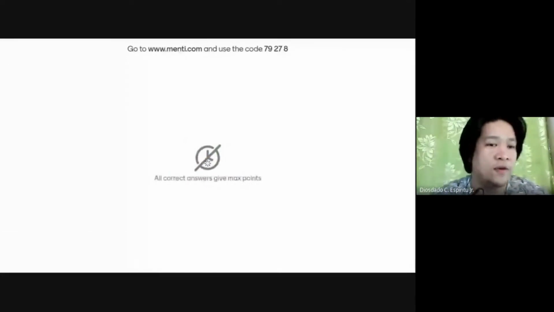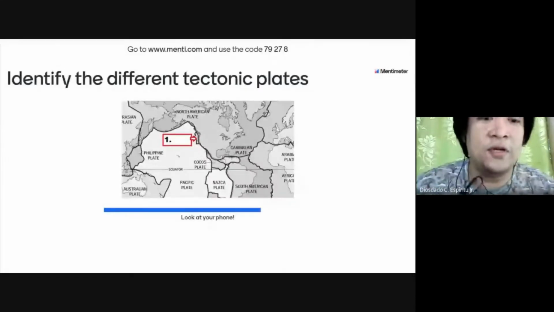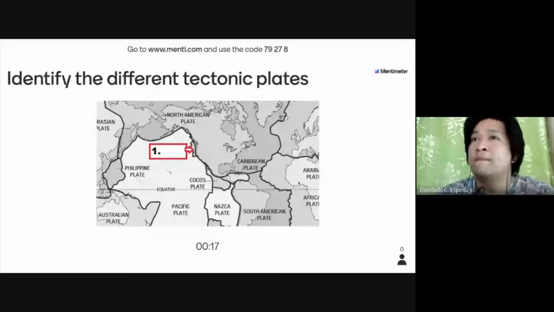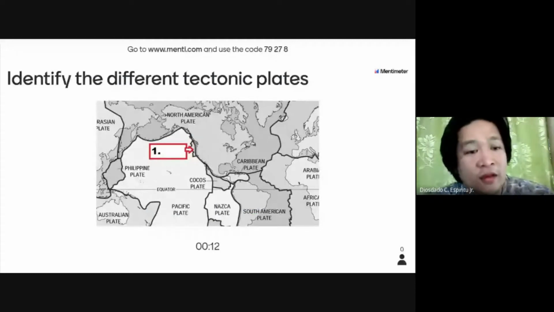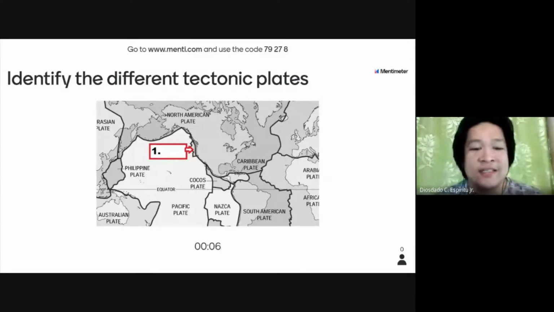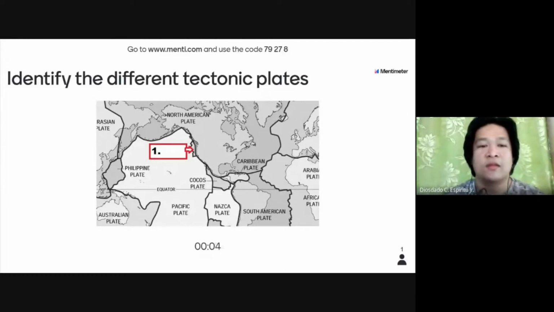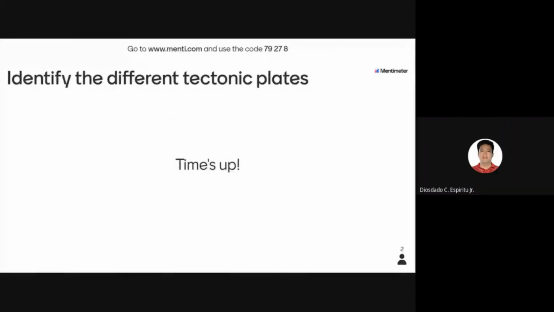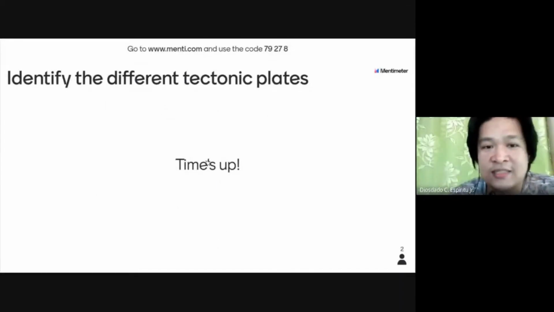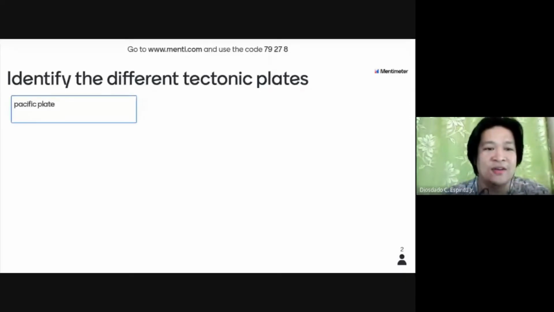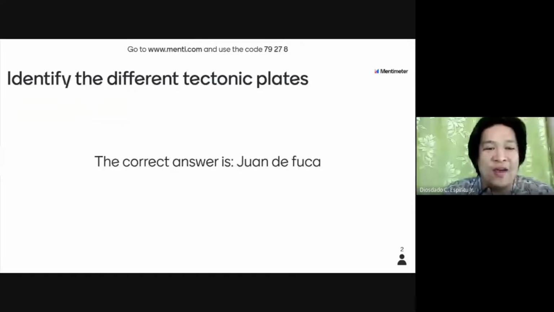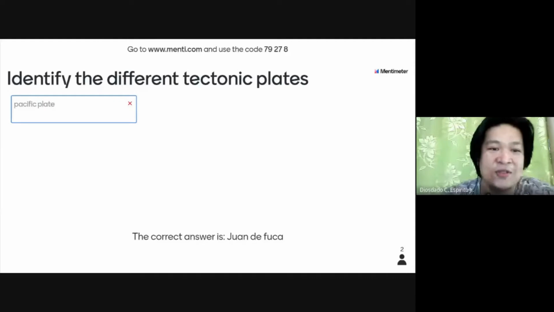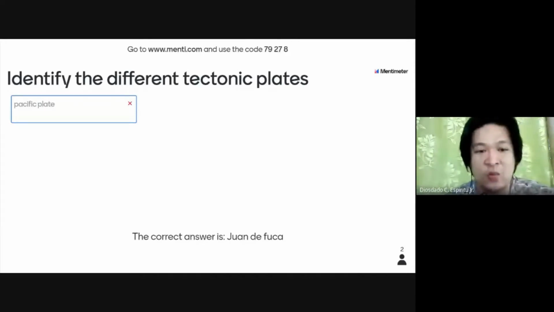Identify the different tectonic plates. We have the first question. Just type in the name of the plates on your cell phone or on your laptop. 6 seconds more. 2, 1, and time's up. So, did the other classmates catch up? Who got to enter their answer? Only two students answered, but they got the wrong answer, which is Pacific Plate. The correct answer is Juan de Fuca Plate.